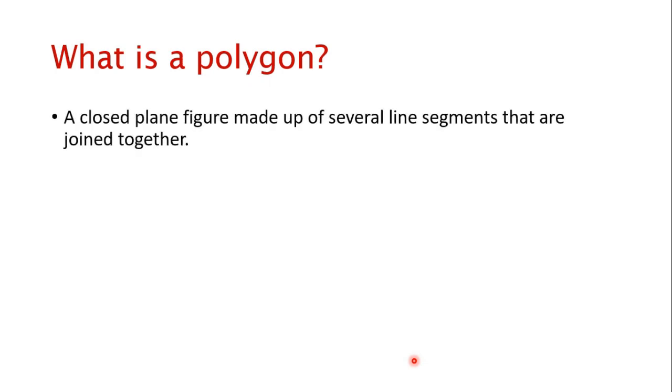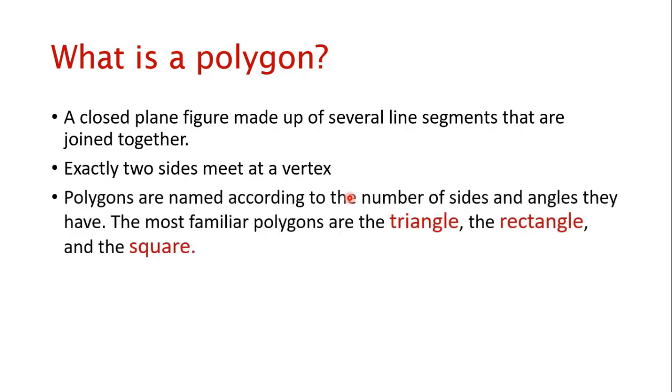So we ask ourselves, what is a polygon? Basically, it's a closed plane figure made up of several line segments that are joined together. So a polygon is a plane figure. You know what a plane figure is? Yes, a 2D figure. A two-dimensional figure is what we are calling a polygon, and it's made up of several line segments that are joined together. We'll see examples of other types of polygons, and we'll get this better. Exactly two sides meet at a vertex. So two line segments meet at a point, which we are calling a vertex.